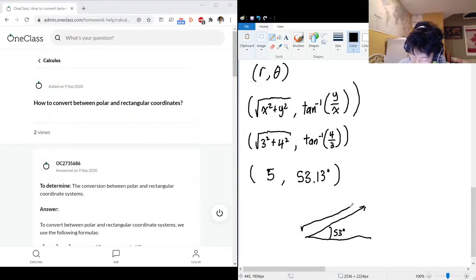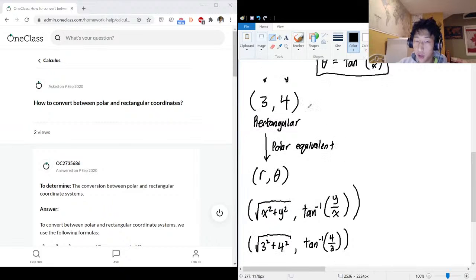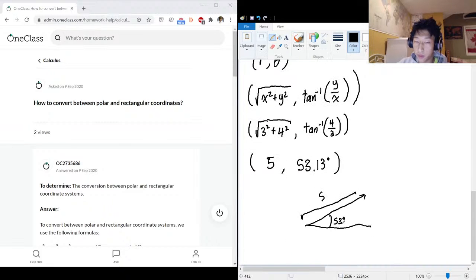And this distance would be 5. Now, does this make sense? Does this line up with the point 3, 4? Like we would go 3 along the x direction and then 4 upwards? Yeah, it does make sense.